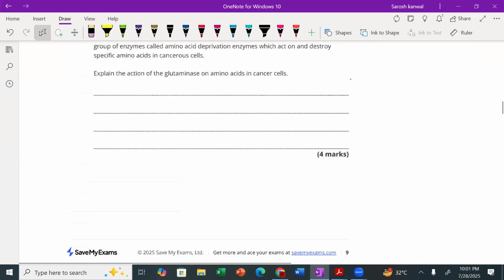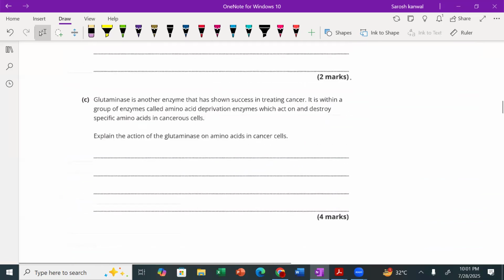Okay, now we have to see. This question is for Laiba. Glutaminase is another enzyme that has shown success in treating cancer. It is within a group of enzymes called amino acid deprivation enzymes, which act on and destroy specific amino acids in cancerous cells. Explain the action of glutaminase on amino acids in cancer cells.